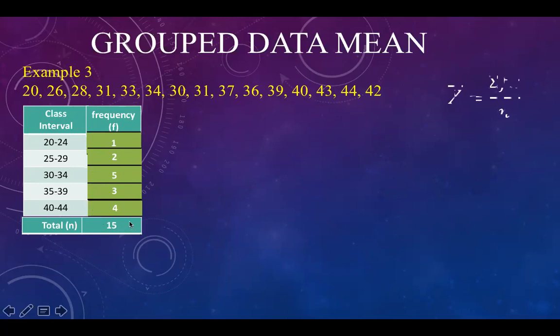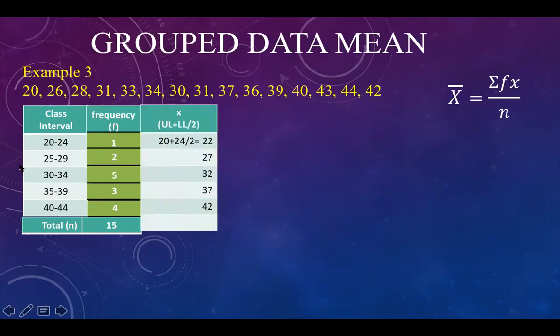Okay, now the formula. This is the long cut formula, this is the mean, f is the frequency, and x is the midpoint. For the formula we have to find the midpoint of each class. How do we find the midpoint? 24 plus 20 divided by 2 is 22, and similarly 25 plus 29 divided by 2 will be 27.